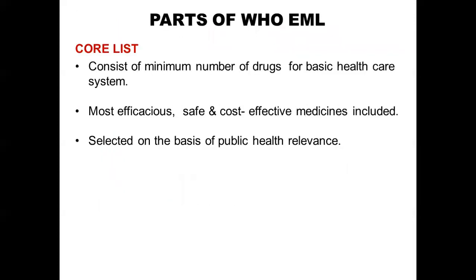Now, what are the parts of a WHO EML? The WHO EML consists of the core list, and this core list consists of the minimum number of drugs meant for a basic healthcare system. These include the most efficacious, safe and cost-effective medicines, and they are selected on the basis of public health relevance.